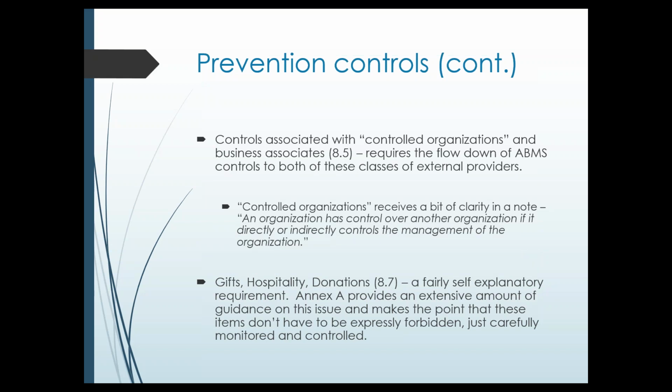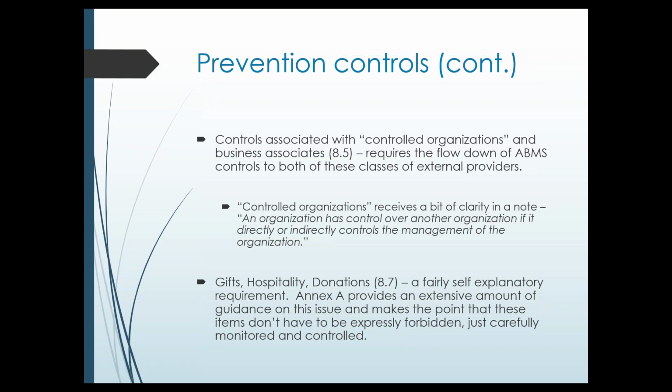In section 8.5, there is a set of clauses that relate to what are called controlled organizations. Now, that's a very key term. It's an important term to understand, and it relates to any organization that you have control over that is outside of the immediate organization. So this could be, for example, a satellite organization or a partner company, things like that. And it's defined as if you have control over the management of that organization. So any controlled organizations or business associates, if you're 37001 certified, you have to flow down the ABMS controls to those external providers. You need to extend your system to those controlled organizations.